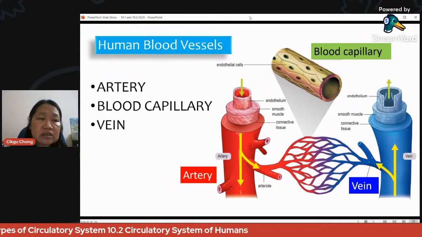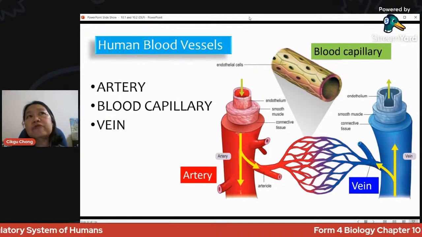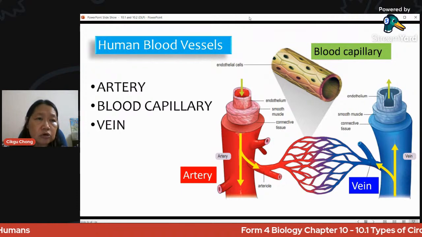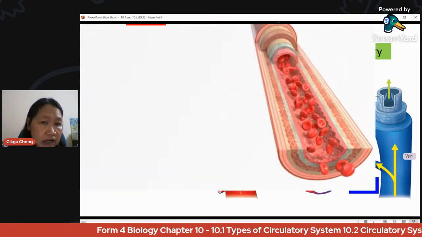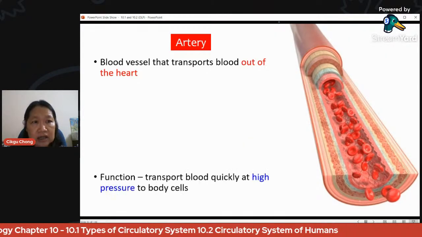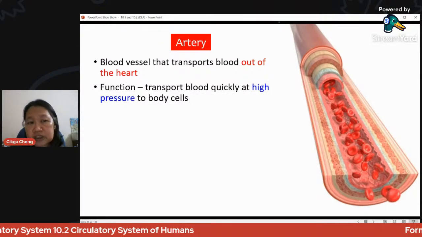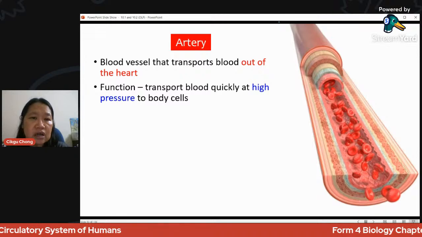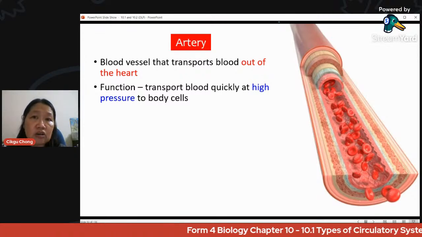Okay, artery simply means the blood vessels carry blood out from the heart. That is artery. Don't care what blood it carries. As long as it carries blood out of the heart, it's called an artery. So the function is to transport blood quickly at high pressure to the body cells to deliver oxygen. Most of the blood that is coming into the artery is actually oxygenated blood.